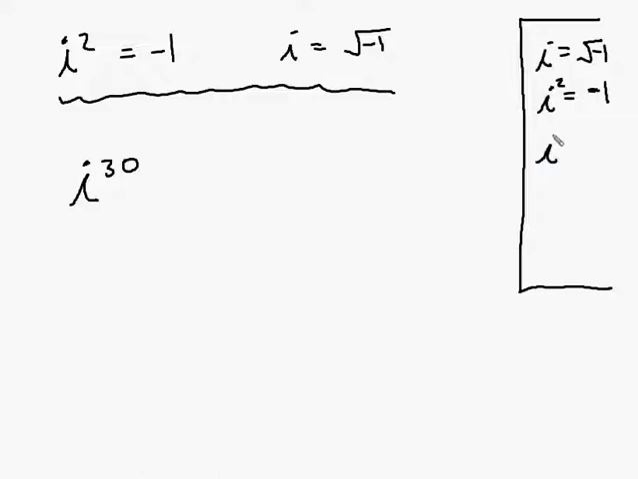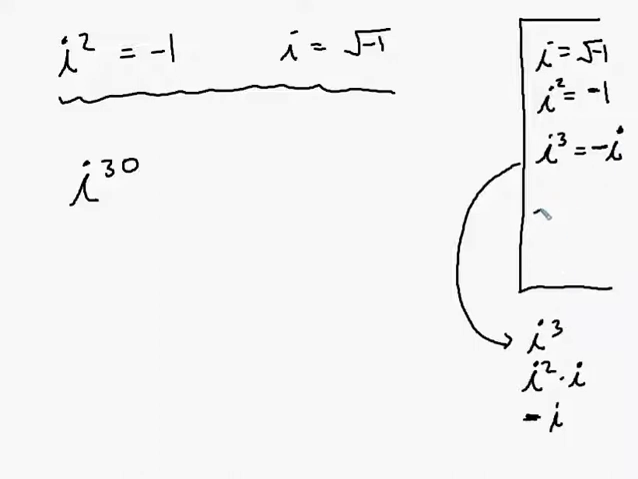Well, let's get a 3. i to the 3rd. Down here, I'm going to show you how we figured this one out. If I start with i to the 3rd, I could split that up using the rules of exponents to i squared times i. Well, i squared we already defined. i squared is negative 1. So, i cubed is negative i.